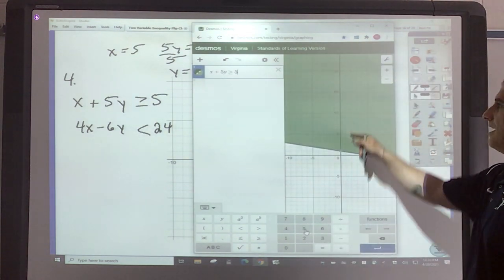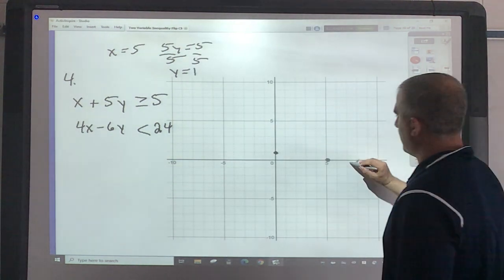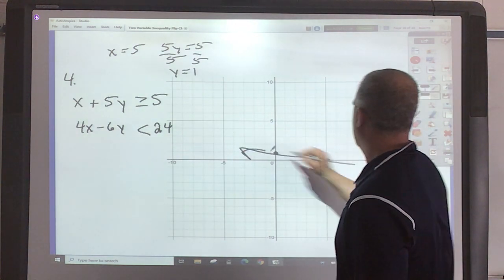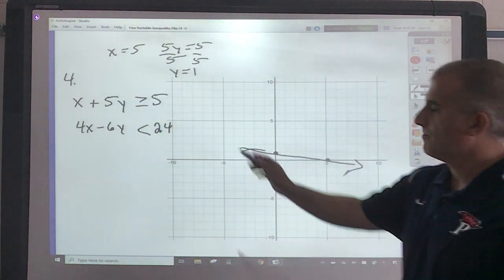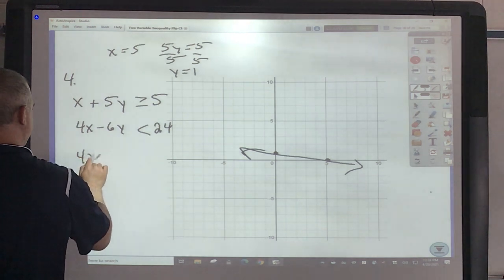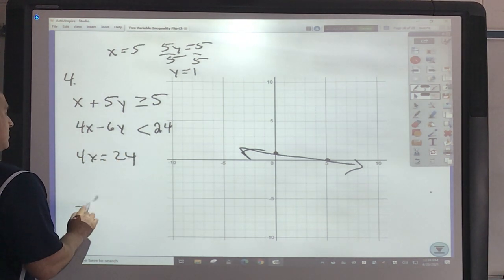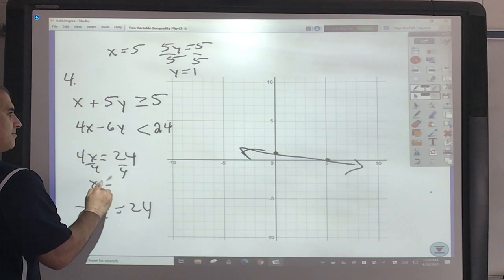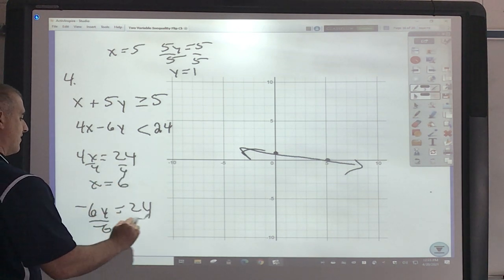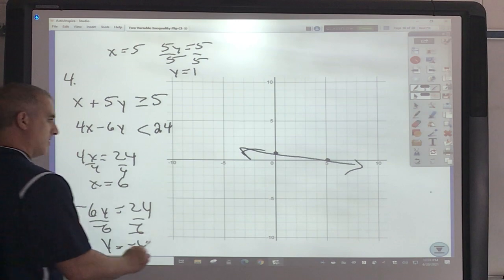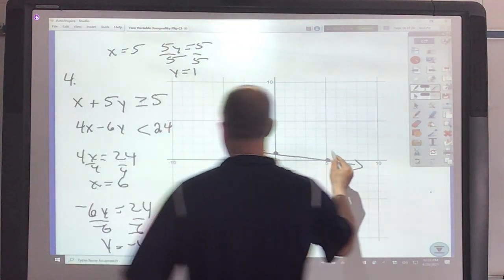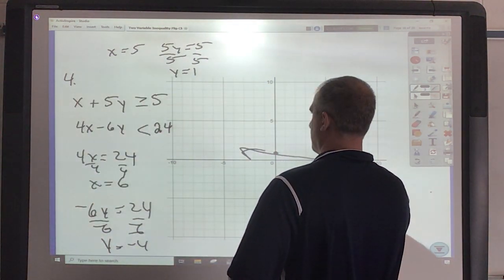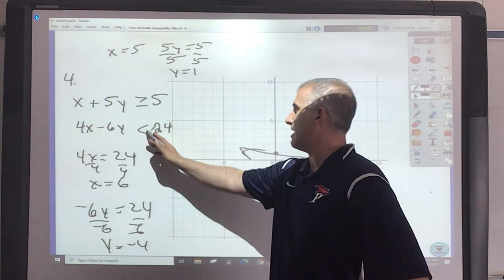Okay, it's a solid line. Don't need to worry about the shading yet. Then I would do this one. This would be 4x equaling 24, -6y equaling 24. Divide by 4, I got x as being 6. Divide by -6, I got y equaling -4. So -4 and 6. All right, this is going to be a dashed line.